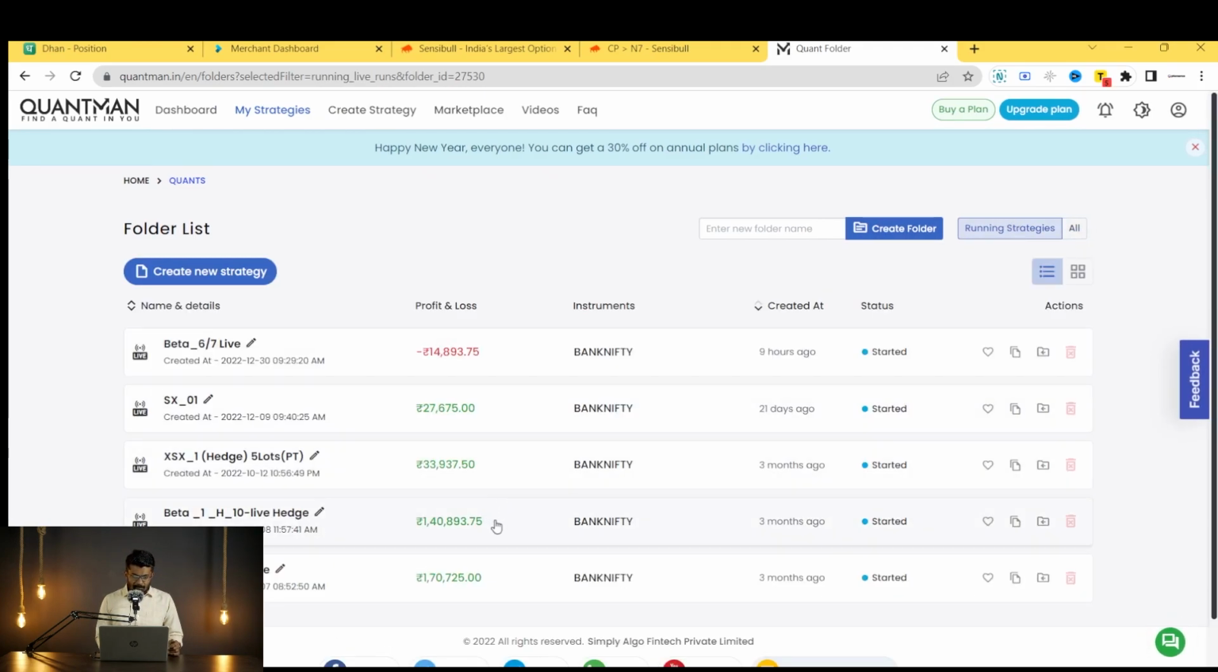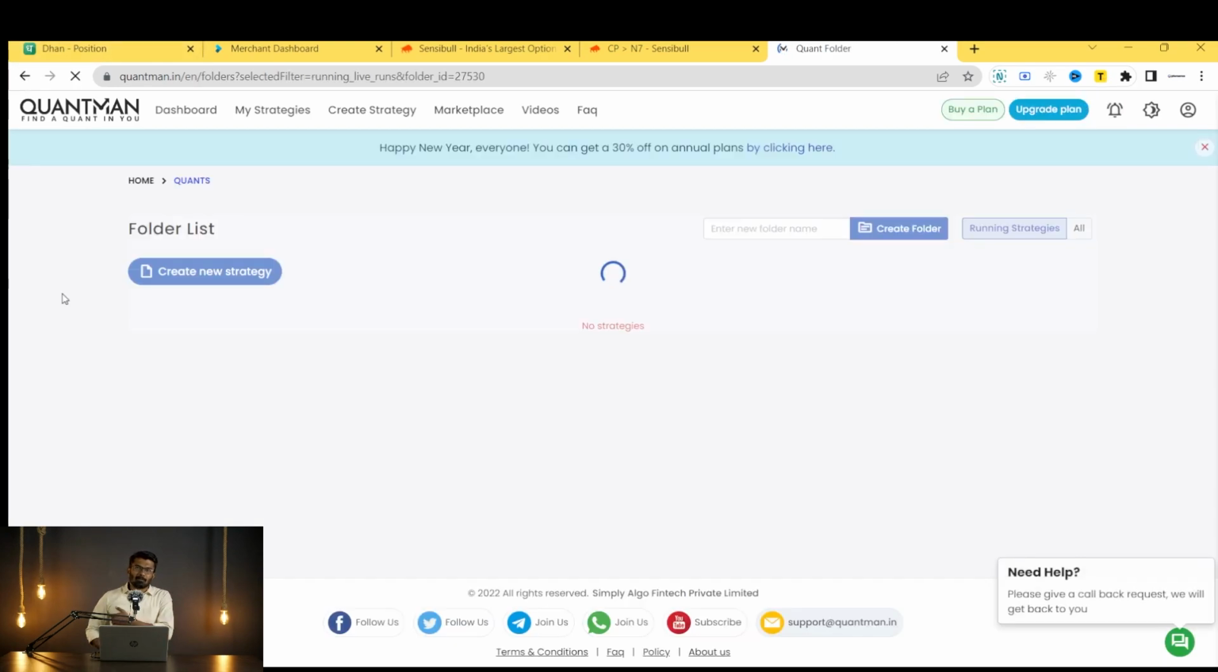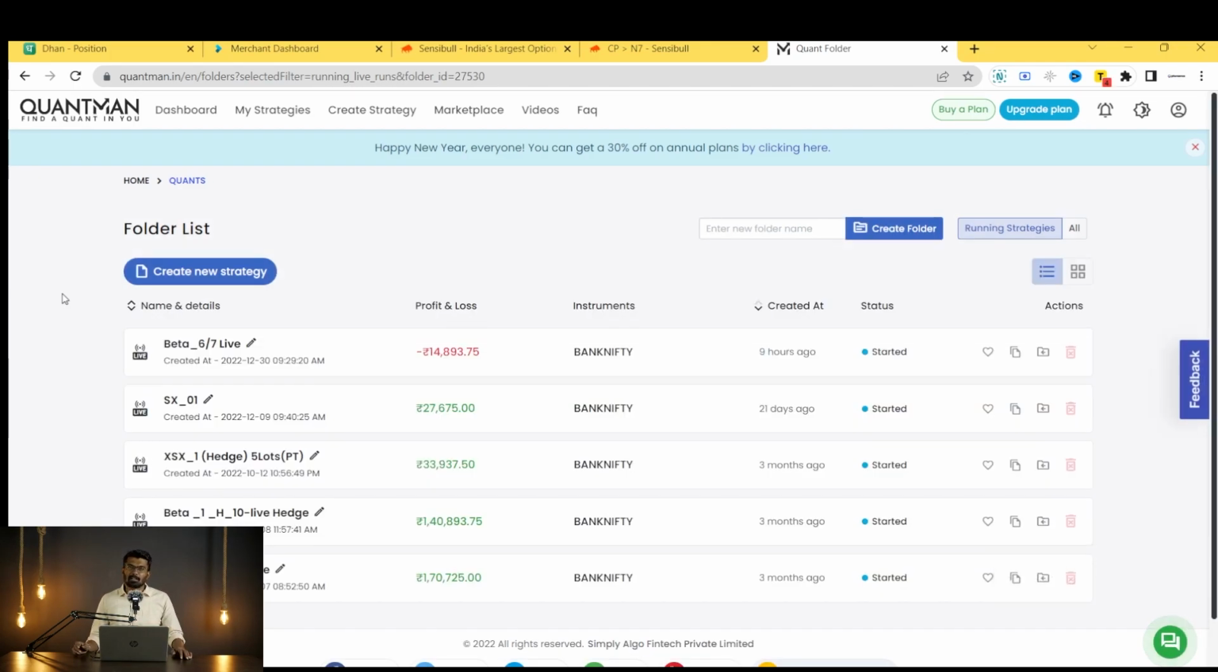This strategy, beta 1 live, has given a profit of around 1.4 lakh. This is not live, but running in paper trade. It is around 10 lots, and the total capital required is maybe 10 lakh rupees, not even that, 9.58 lakh to be precise. We have been running this for around 3 months, and so far it has given around 14% ROI in just 3 months.